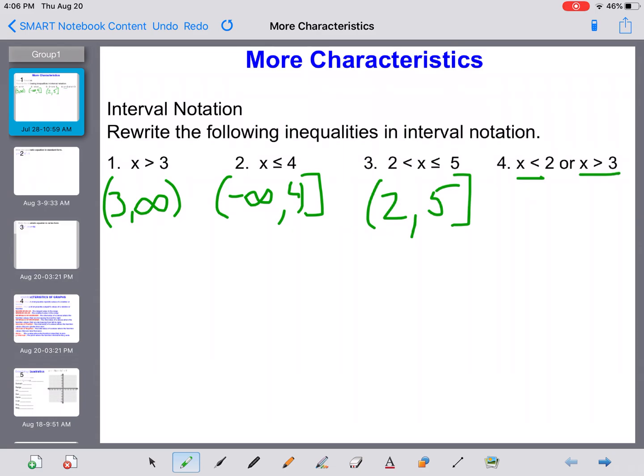For a compound or, we're going to create two separate intervals. So we're going to say all the numbers less than 2. So 2 is our upper bound and negative infinity is our lower bound, and we're going to use a parenthesis since it is just less than. And then 3 is our lower bound and infinity is our upper bound for all the numbers greater than 3. And we use a parenthesis for that.